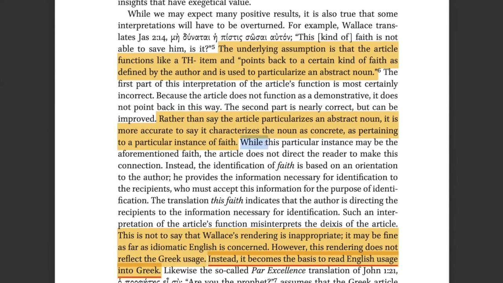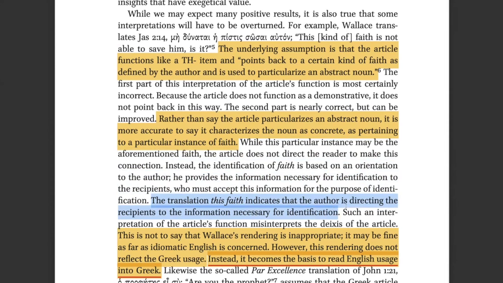While this particular instance may be the aforementioned faith, the article does not direct the reader to make this connection. See, that's the thing. It could be a specific faith James is referring to, but that's not what the Greek article is doing. Instead, the identification of faith is based on an orientation to the author. He provides the information necessary for identification to the recipients who must accept this information for the purpose of identification. The translation "this faith" indicates that the author is directing the recipients to the information necessary for identification. So that's why "this faith" doesn't work. It's functioning more like the English understanding. So he's being very specific.